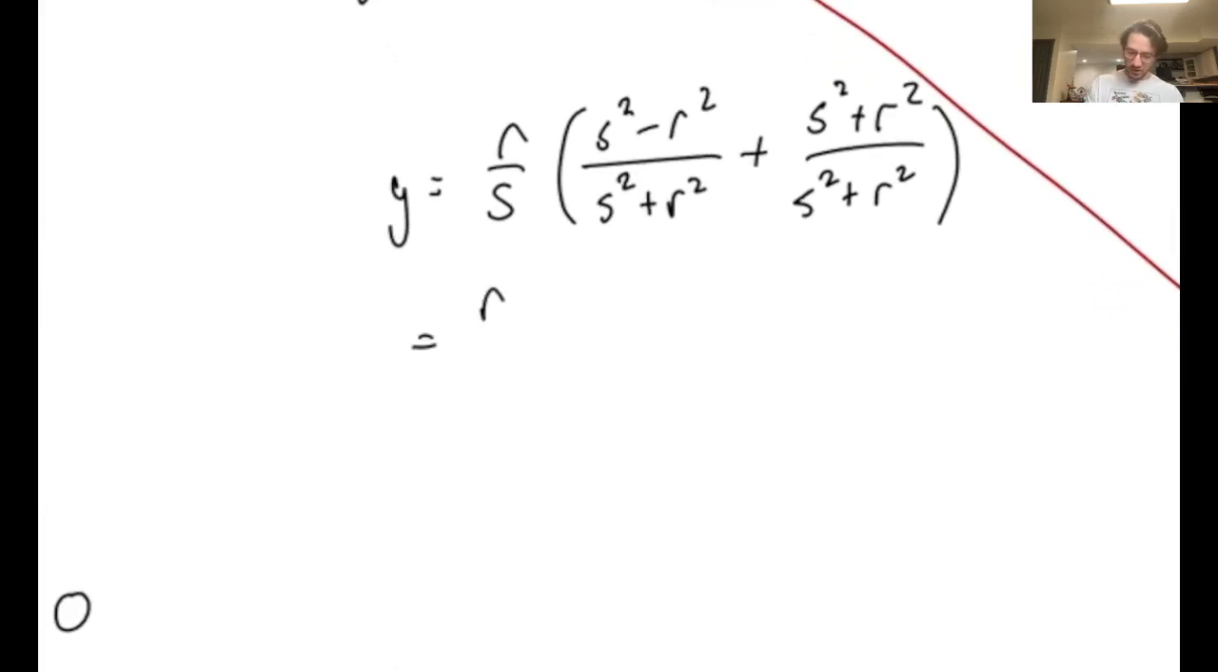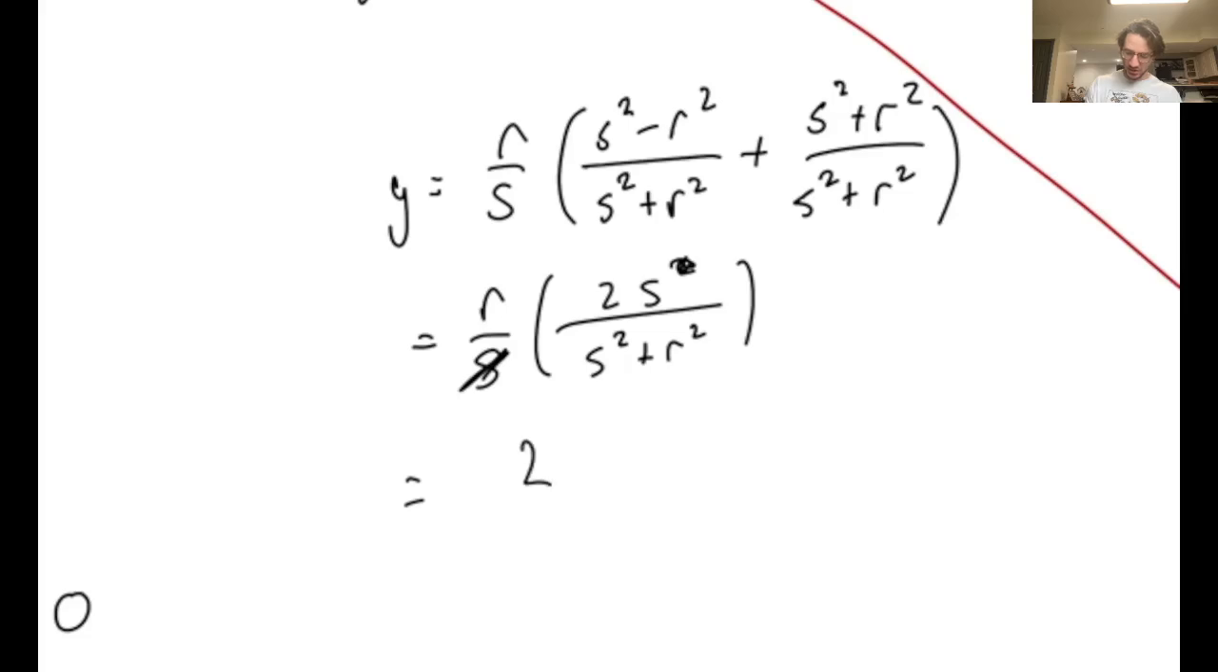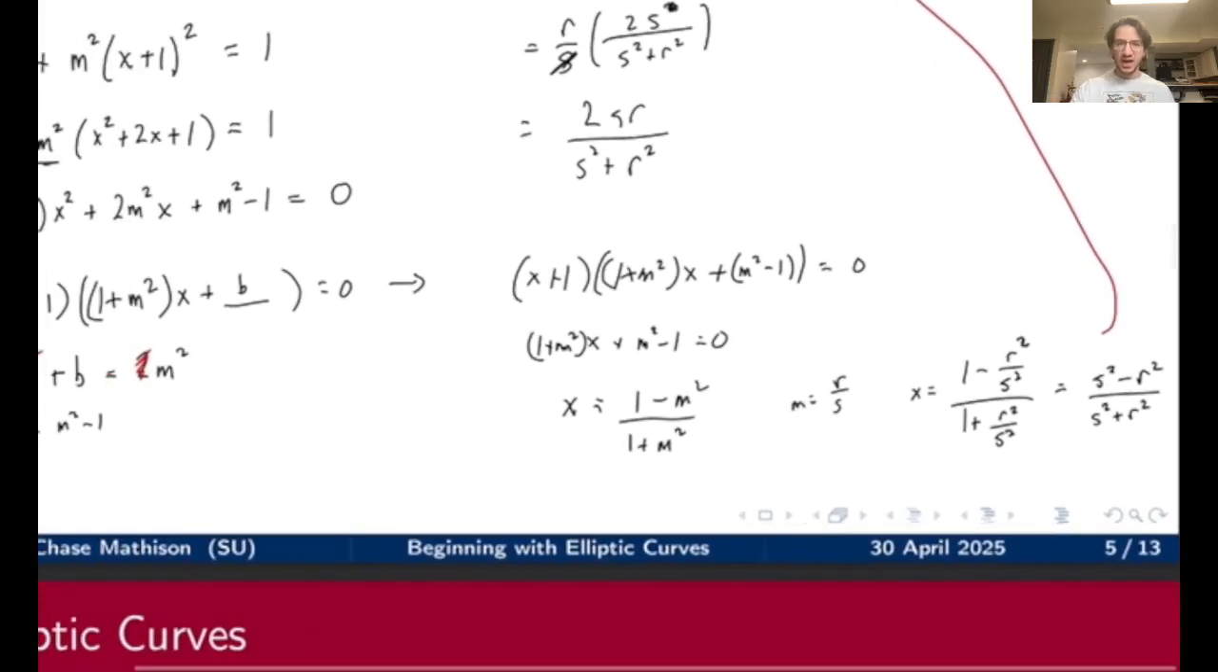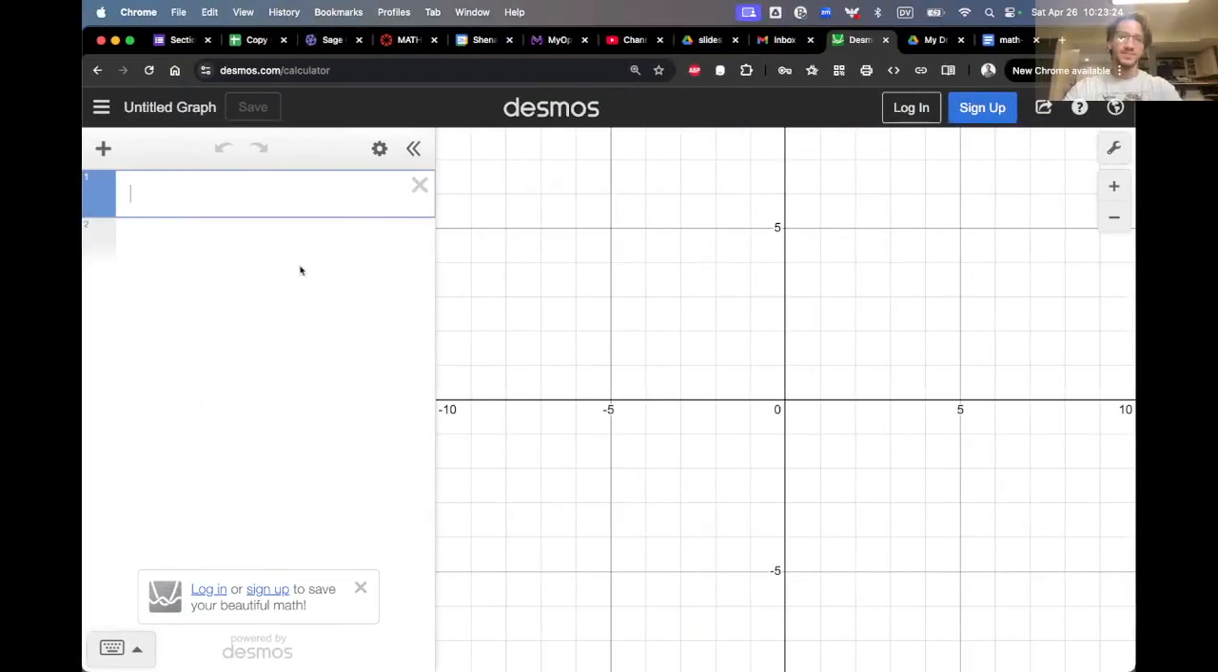So it gives me r over s times, when I add these two things up, I get what? 2s squared over s squared plus r squared. And bingo, bango, I get 2sr over s squared plus r squared. Okay, so I have my x and y coordinates, and if s and r are integers, then this is a rational number. So let's go to Desmos really quick and make sure that this works.